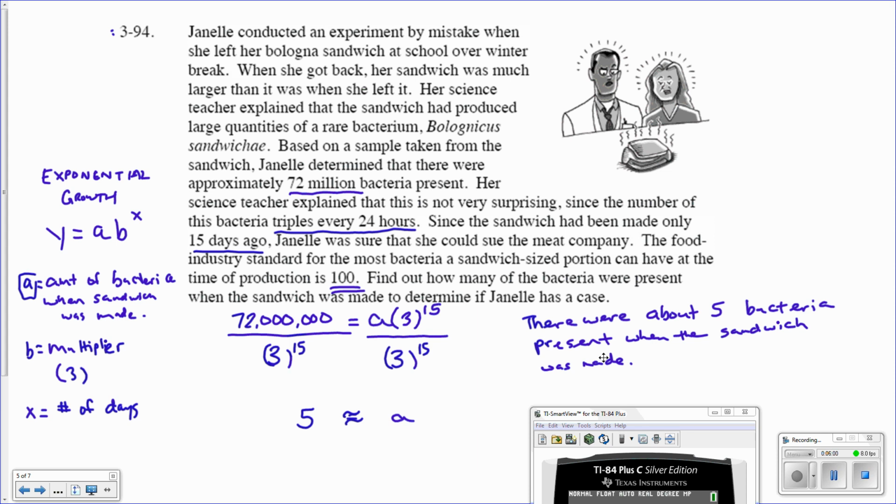So I just wrote down there were about 5 bacteria present when the sandwich was made. She cannot sue. Let's add that on there too. She should not sue. Let's say that.